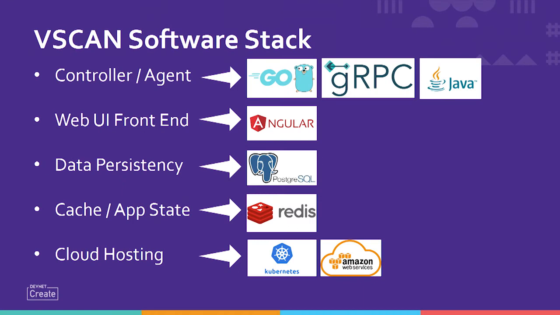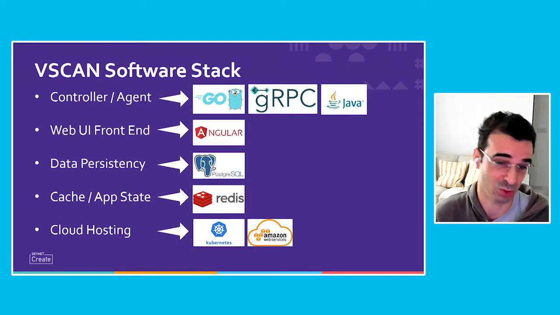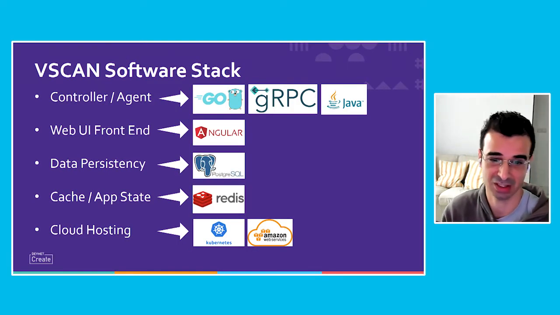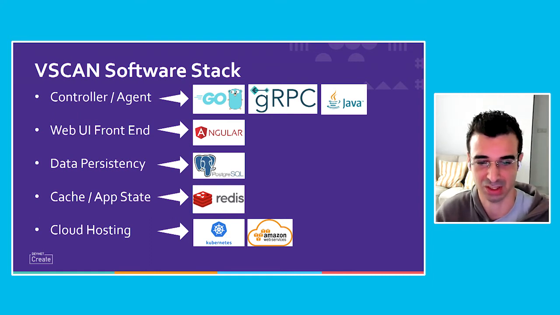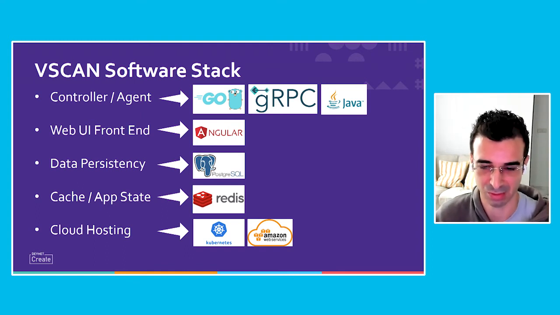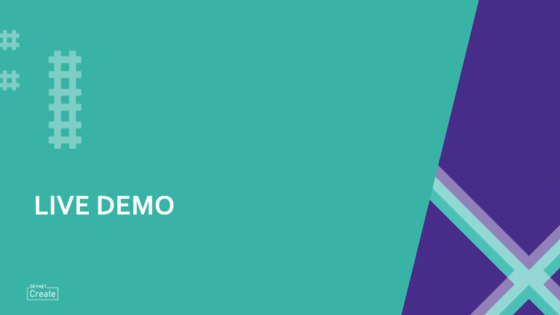So this is the software stack. The codebase is essentially developed in Golang and Java, and we use gRPC for inter-service communication. For the front end, we use Angular, and for data persistence, our main backend database is PostgreSQL. We also use Redis for the cache, store, and application state. Our cloud hosting is based on Kubernetes, as you have seen before, and currently Amazon Web Services hosts all our workloads. So with that, I'm going to go through a demo.